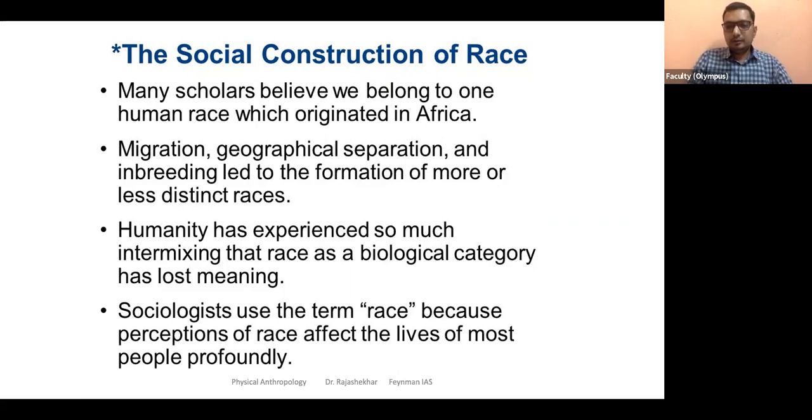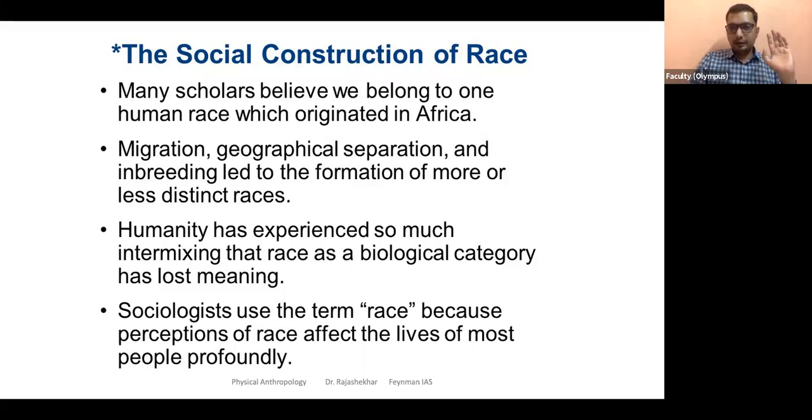Correct? So definitely there are two different meanings to race. One, the way biologists look at it. Two, the way people from cultural anthropology or social anthropology look at it. How do you classify it? How do you see it differently? It may change, may differ.